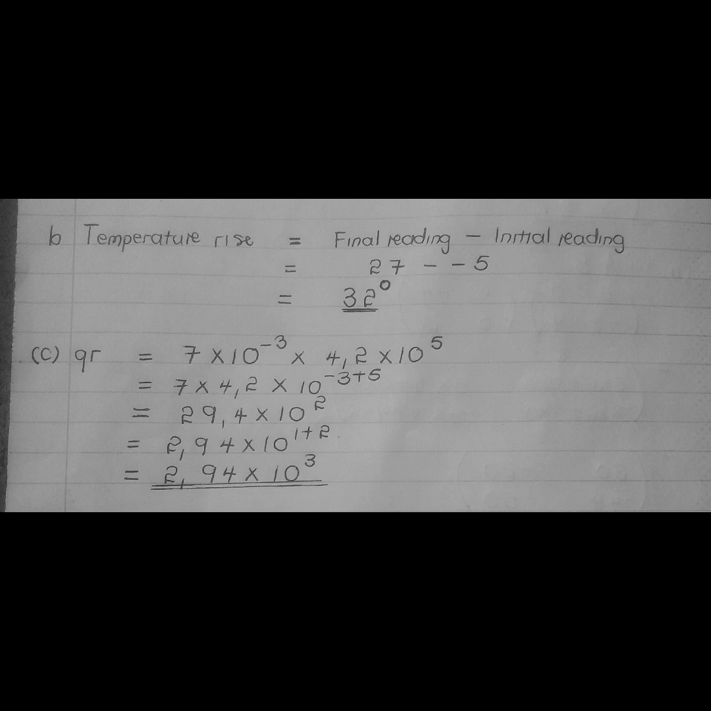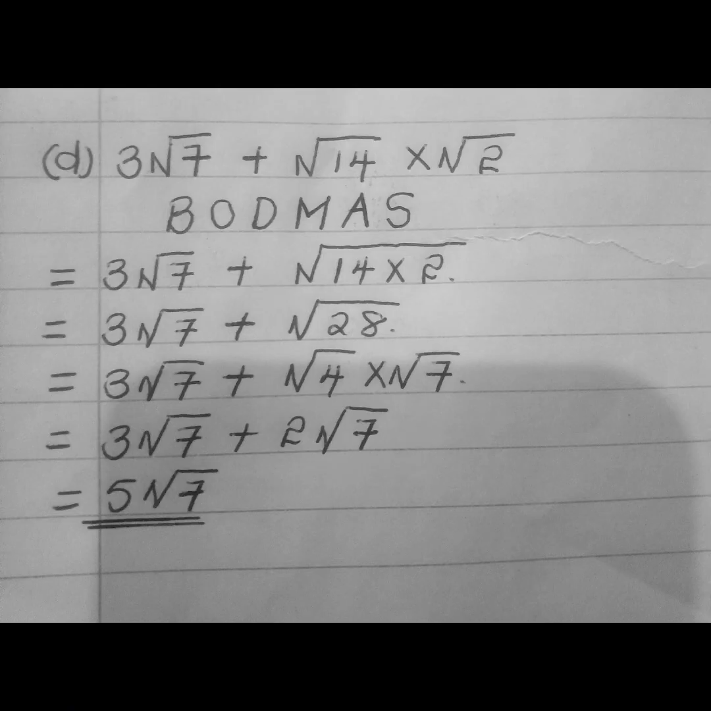Let us now dive on to the last question on our number 1. It was a question on surds. It is saying, simplify 3 root 7 plus root 14 times root 2. So what we are going to do here is apply BODMAS because we are having mixed signs. So we are required to first multiply before we do the addition. So root 14 times root 2 is the same as saying root 28.